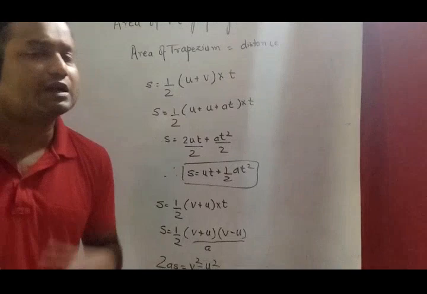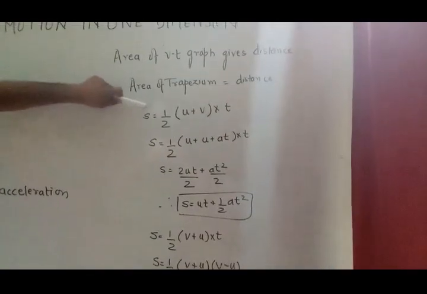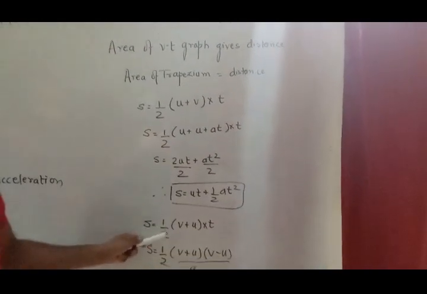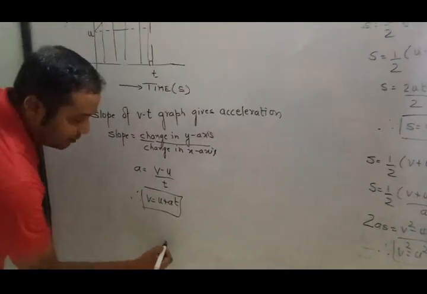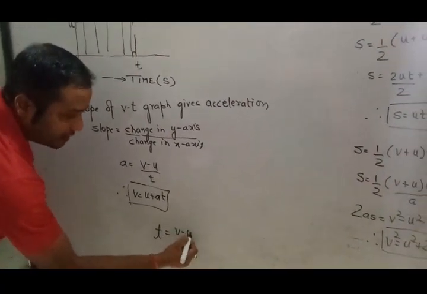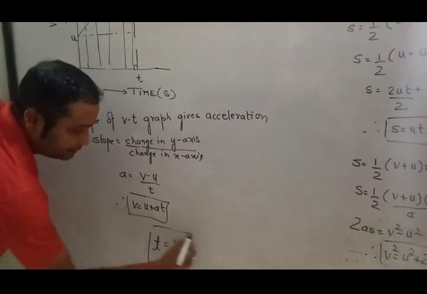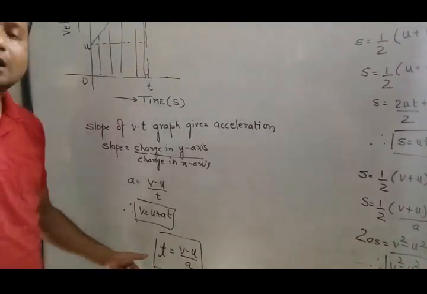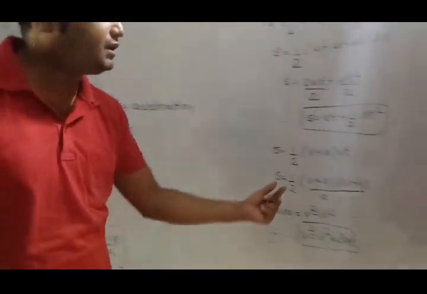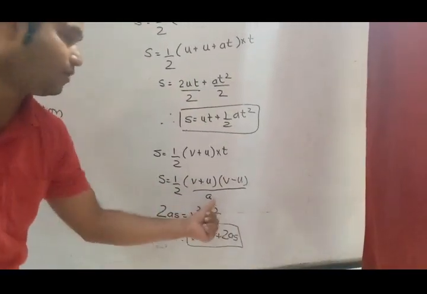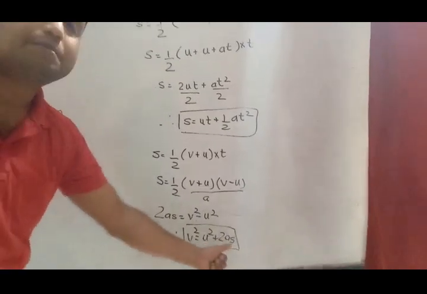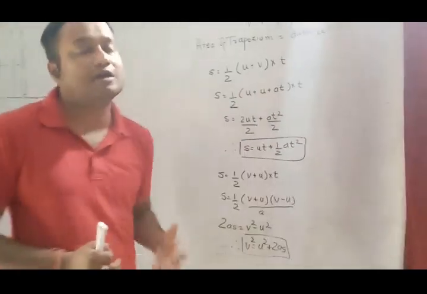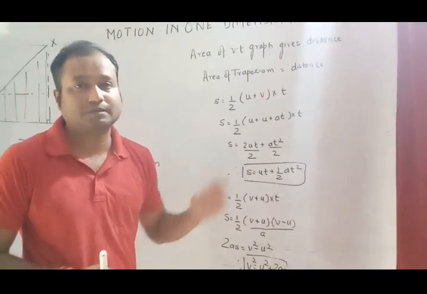The third and last equation is again proved by the same equation which I have written again: S equals half V plus U multiplied by T. Now the only change which I did over here is I have taken T as the subject of the formula. T from here can be written as V minus U on A, from the first equation. Taking this value of T, substituting V minus U on A in place of T over here, cross multiplying and simplifying gives us V squared equals U squared plus 2AS. This is the analytical or graphical method for equations of motion.